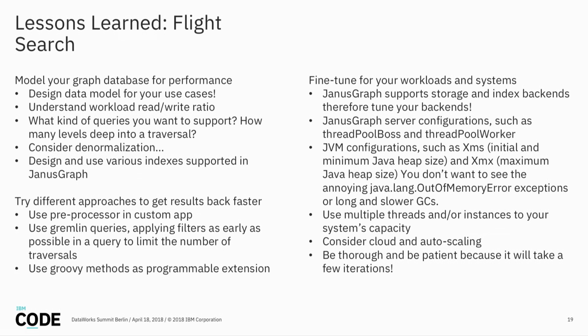With JanusGraph itself, it has a number of things you can adjust for performance. One of them is the thread pool and the size of the JVM heap. Okay, you don't want to have it too small, or you may get an out of memory exception. Too large will make your GC very slow and long. And if possible, always think about multi-threading, multiple processes, and also look for some sort of cloud and auto scaling if you don't want to deal with this kind of performance issues on your own.